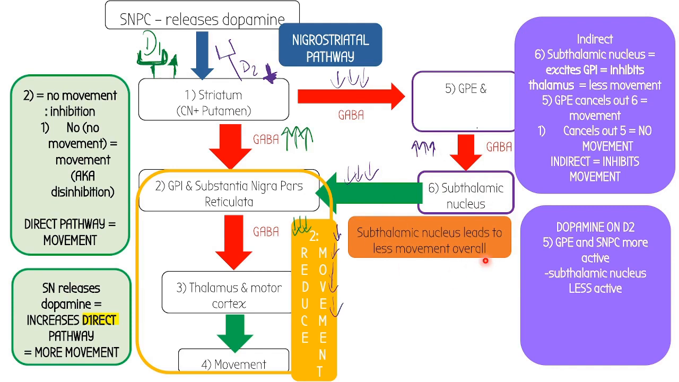And remember, your subthalamic nucleus leads to less movement. So if your subthalamic nucleus is less active, then you're going to have your indirect pathway turned down, your thalamus excited more, leading to more movement. So, as you can see, in both pathways dopamine leads to more movement.